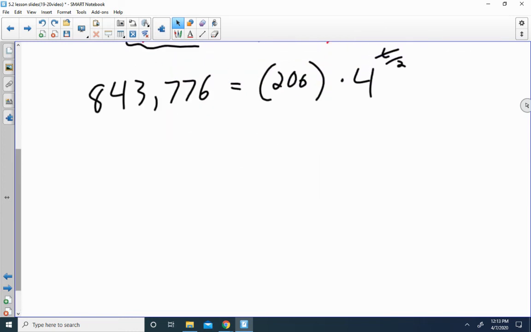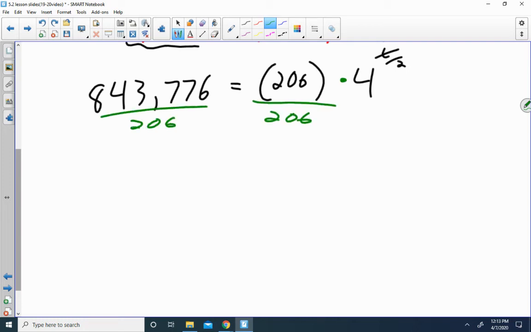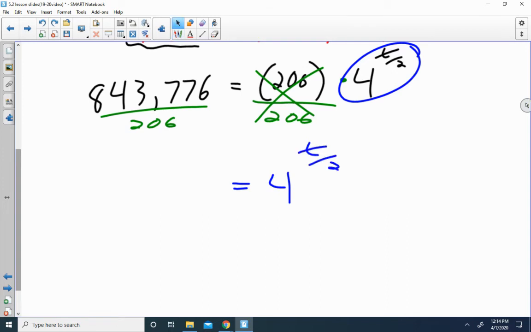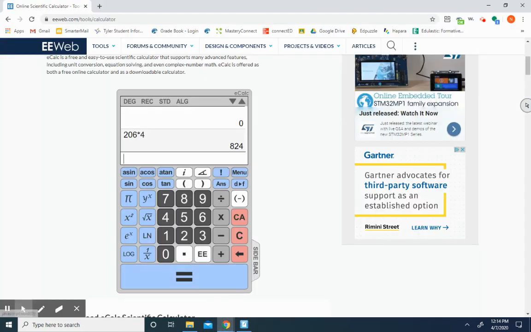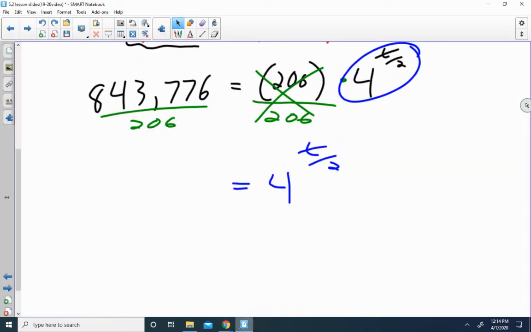All right, so we're going to do the easy stuff first. Let's divide by 206 on both sides. So then on this side, I still have 4 to the power of t over 2. And then we got to do 843,776 divided by 206. What does that give us? 4,096. Woohoo! So we have 4,096 equal to 4 to the power of t over 2.